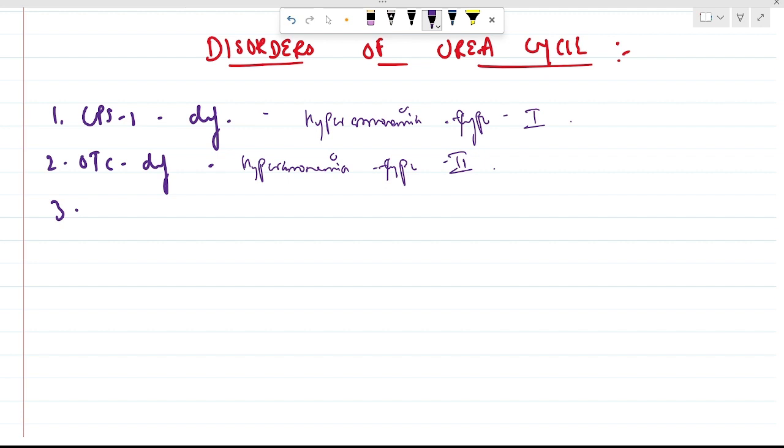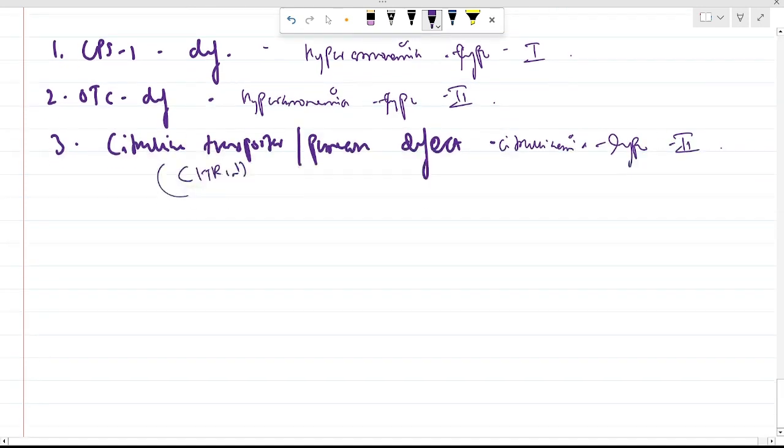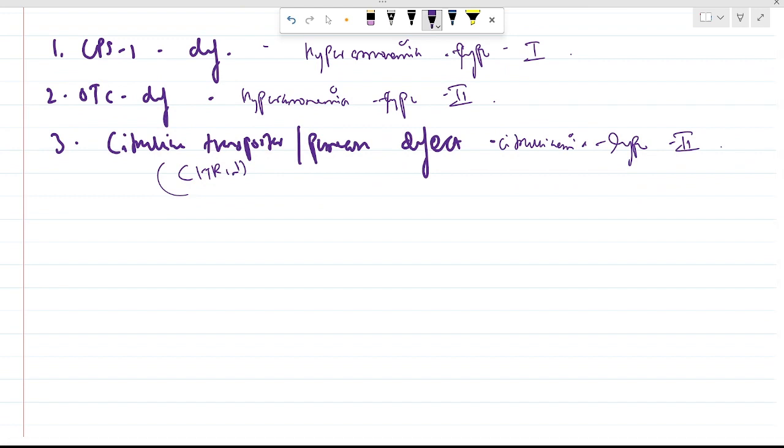Yes. Next is the third enzyme in the step, a citrulline transporter defect. Remember the citrulline transporter or permease defect. Yes, this is the one we'll discuss. This deficiency leads to citrullinemia type 2. Remember type 2, not type 1, type 2. This is also called citrin, through which citrulline and aspartate are transported. Okay. Citrullinemia type 2.